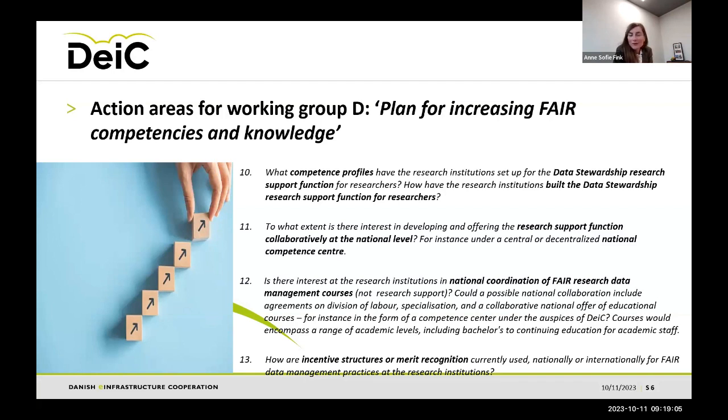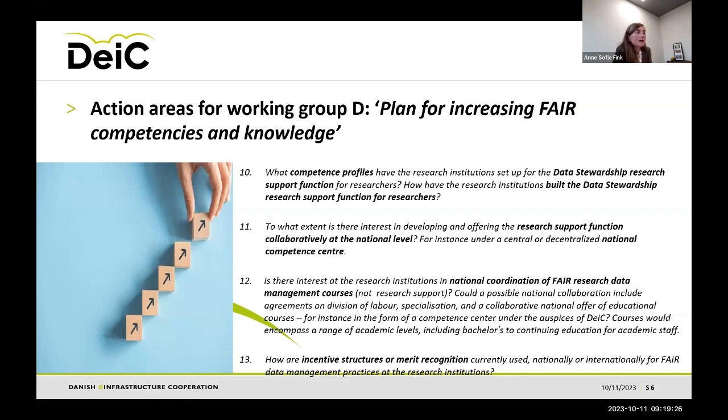I'm sure you all have this sort of challenge about how we build up competences on data stewardship, and actually data stewards that are there to help out and to support the researchers. Action area 11.